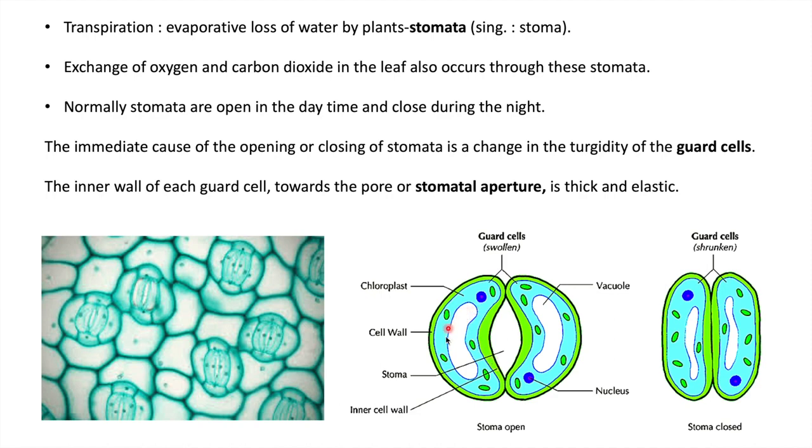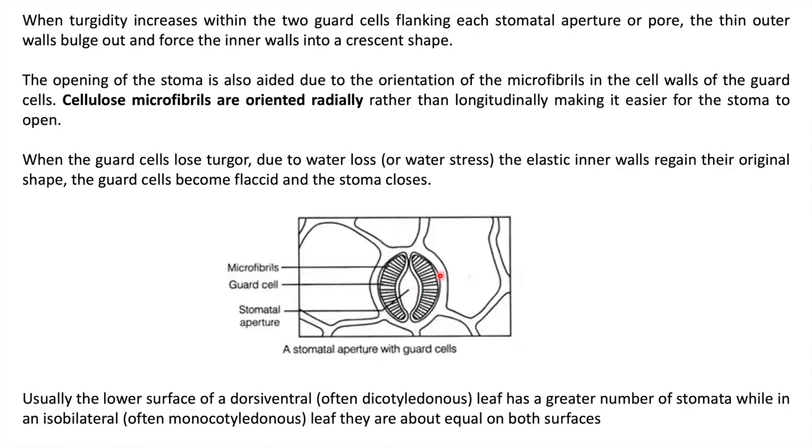When the guard cell becomes turgid, the stoma opens because water creates pressure on the cell wall, and this pressure helps the inner cell wall take a crescent shape. From this crescent shape the stomata opens and there occurs loss of water and exchange of various gases. I already told you how turgidity helps the guard cell open the stoma portion of the stomata.